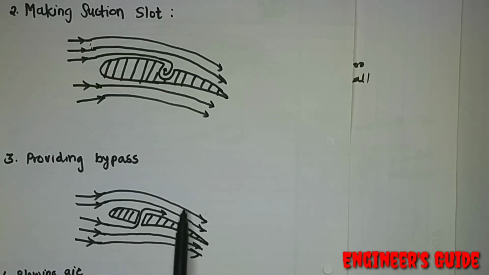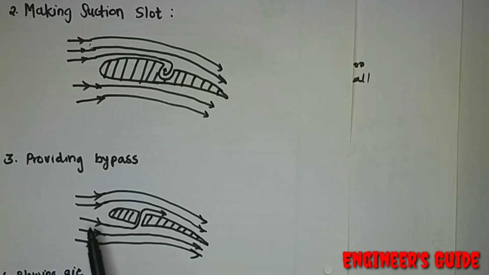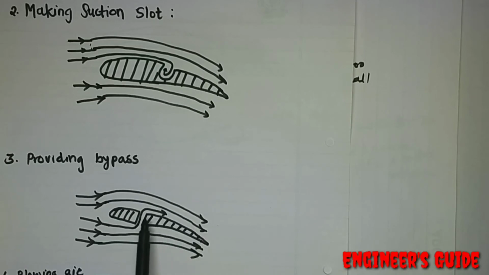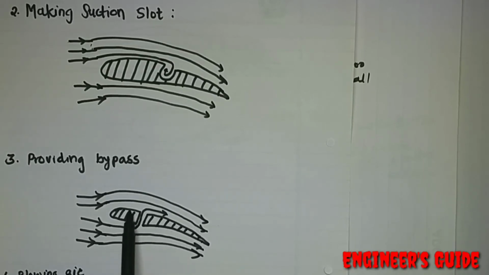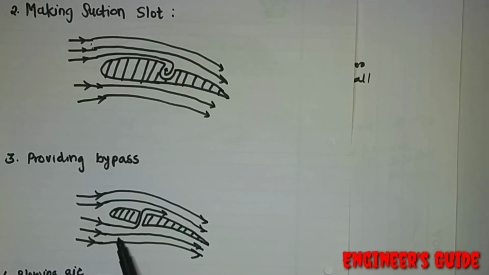You can see in the figure clearly, near the separation point a slot is provided so that the air from the lower portion mixes with the upward fluid layers, so that it will energize the nearby fluid layer and the separation point will move forward. This is also done by using geometrical modification, right?